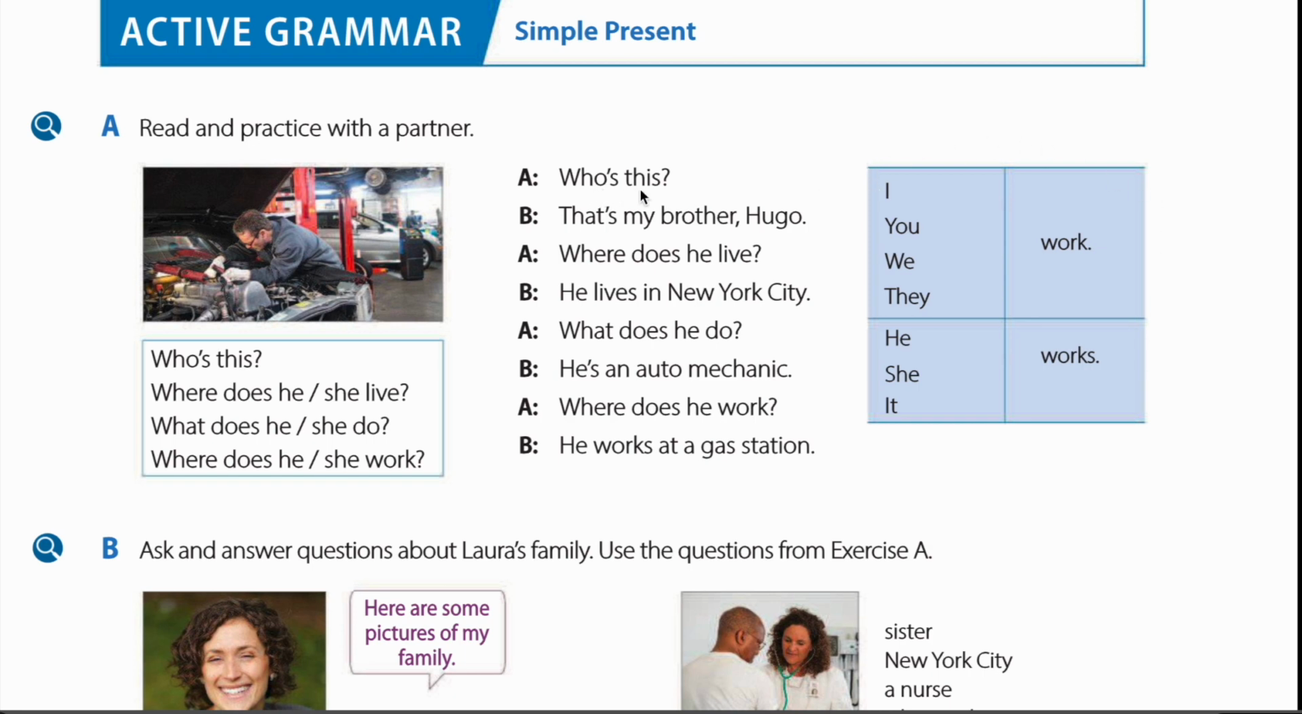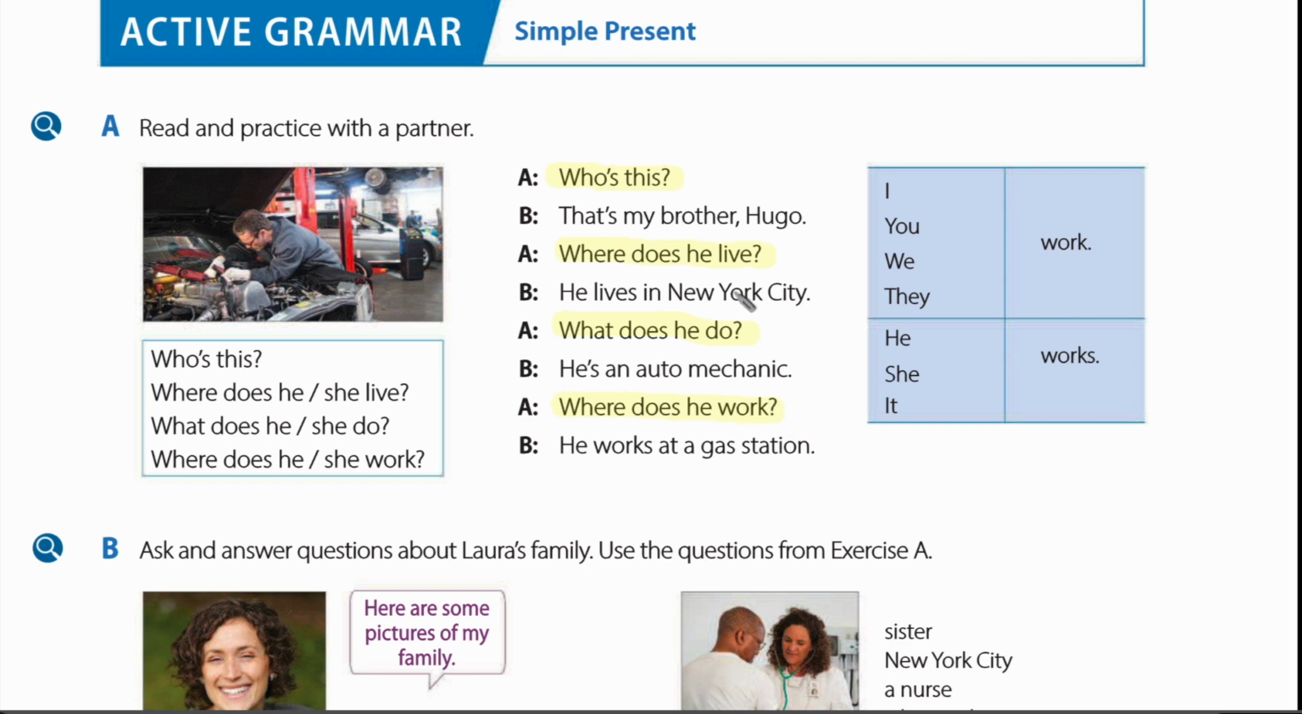For example, who is this? Who is this in the picture? Person B says, that's my brother Hugo. Where does he live? He lives in New York City. What does he do? He's an auto mechanic. Where does he work? He works at a gas station. So basically what you have to do is to ask these questions, right? You need to know what these questions ask.